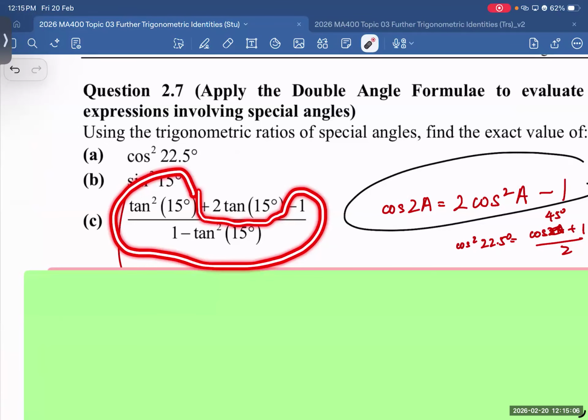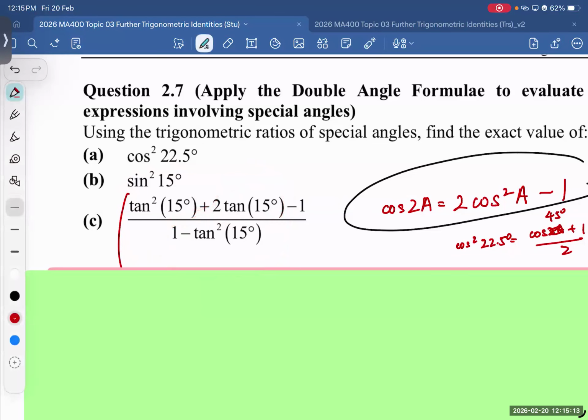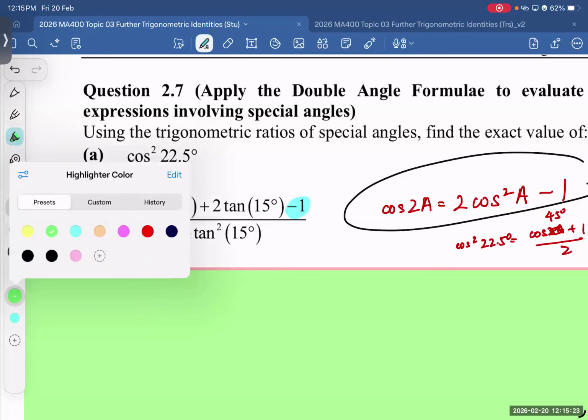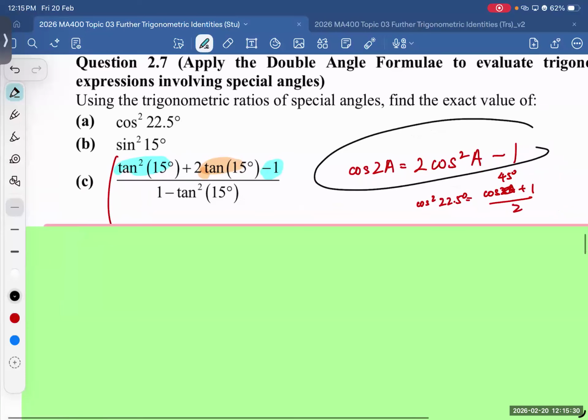Put the first and third term together. And after that, put the second and fourth terms together. In case I bother you, both Ethans actually, blue, put one side. Brown, put another side. So I'm going to write it this way: tangent square 15 minus 1 over 1 minus tangent square 15 degrees, 2.7c.